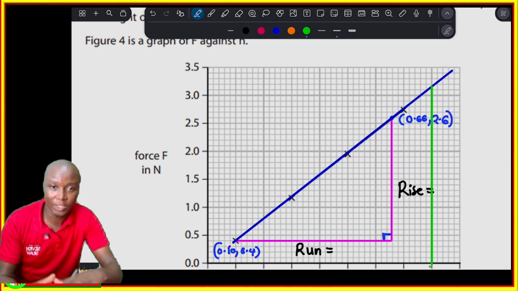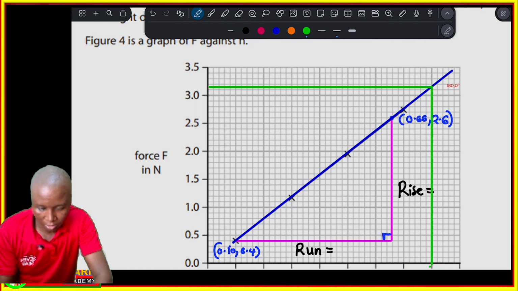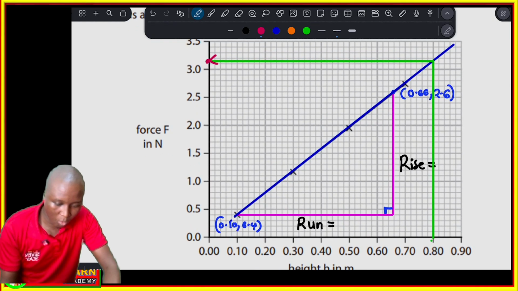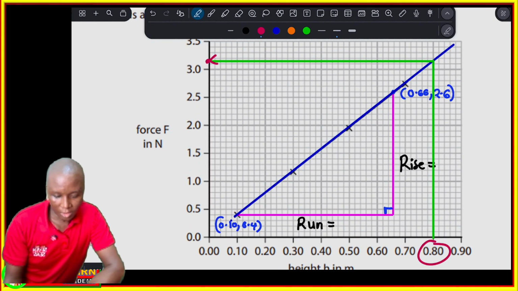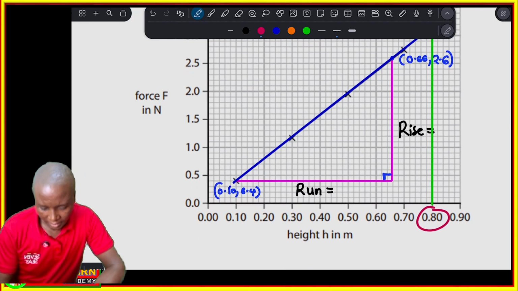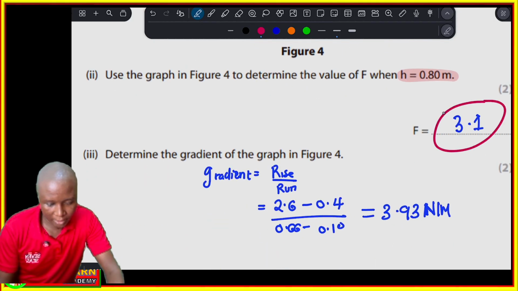Once you have checked where the line meets the graph, you go across here and locate which point that is, so you can read your value at this level. So you can read your value here, which indicates the force required when the height is 0.8. So basically that's what you're going to do in that question. Moving further, for my case, I got my answer to be 3.1.